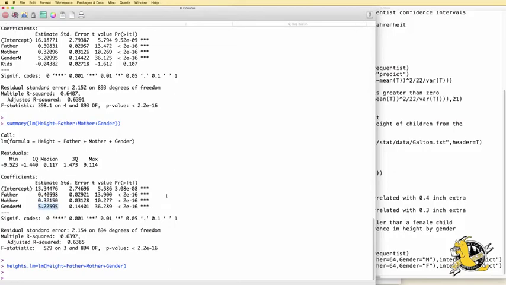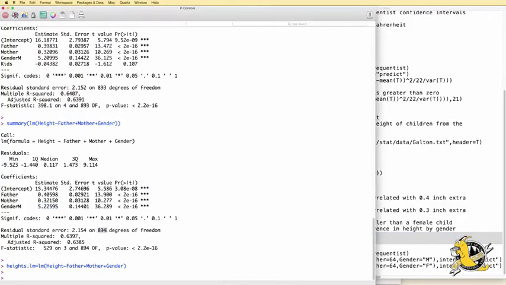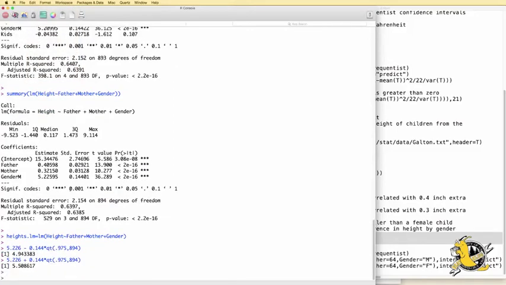We could ask, what's a 95% probability interval for the difference in heights between boys and girls? The marginal distribution for the slope parameter for gender is going to be a t-distribution with 894 degrees of freedom. And so we can use that to get a 95% probability interval for this slope effect of gender and see that that ranges from 4.94 to 5.51. So indeed, boys are going to be a little more than 5 inches taller than girls on average.